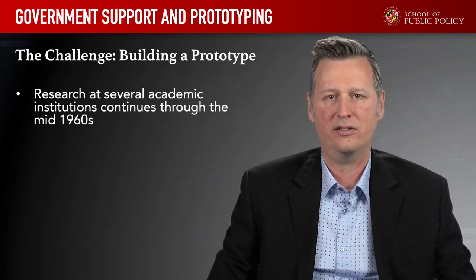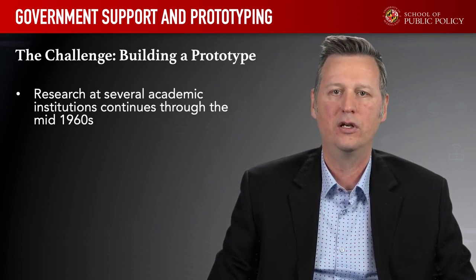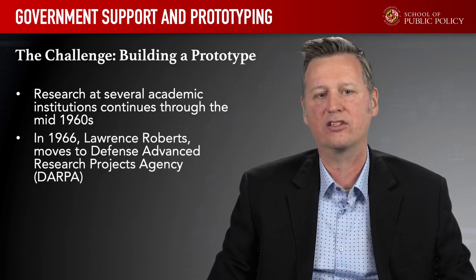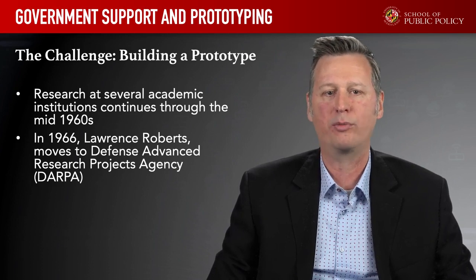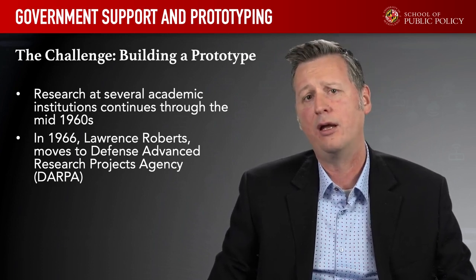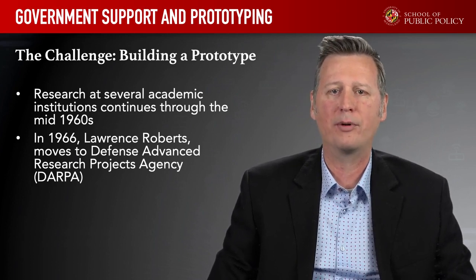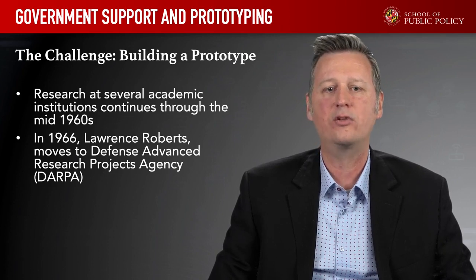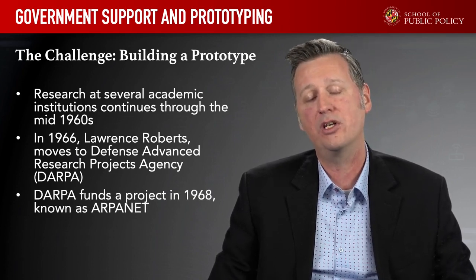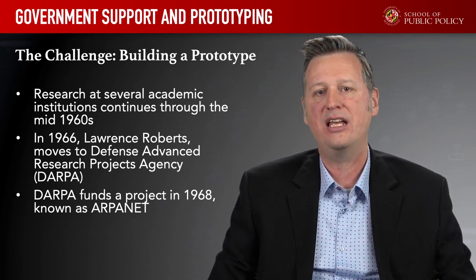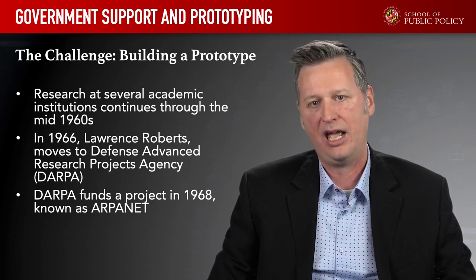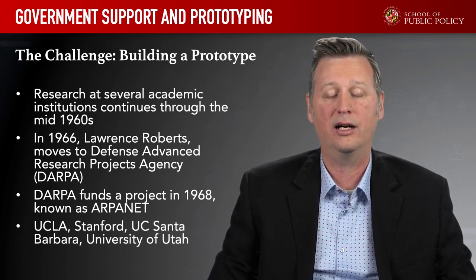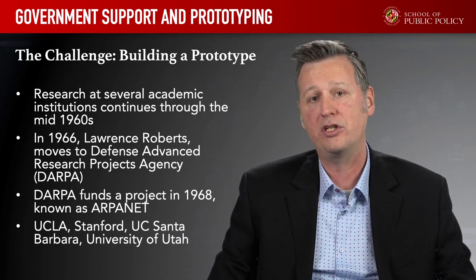So by the mid-1960s, research had continued at academic institutions on this notion of an interconnected world using packetized data. And by 1966, Lawrence Roberts moves over to DARPA, the Defense Advanced Research Projects Agency. Think of it as a think tank for the federal government. And when Lawrence Roberts moves over into this space, he decides, through a white paper that's submitted, that he is going to fund in 1968 a project that becomes known as ARPANET. And ARPANET has, in essence, just a handful of nodes to demonstrate at a prototype level a series of interconnected networks. And those nodes are at the universities of UCLA, Stanford, UC Santa Barbara, and the University of Utah.